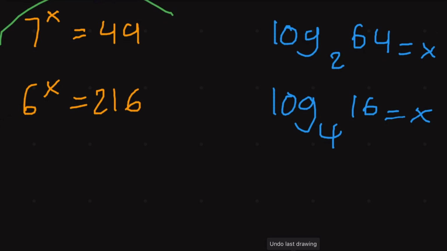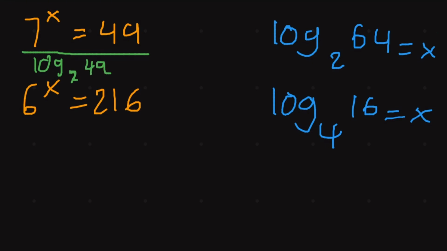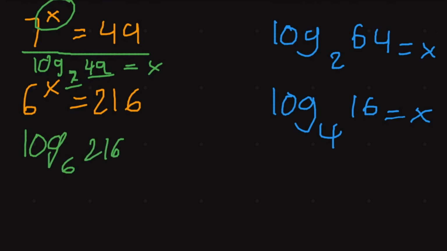Assuming you've now finished, let's move on. So let's discuss the first problem. The first problem, 7 to the x equals 49. This would be log 7 of 49 equals x. So what power do we raise 7 to get 49? And that's x. Now in the same way, this would be log 6 of 216 equals x, because we're raising 6 to the x to get 216.